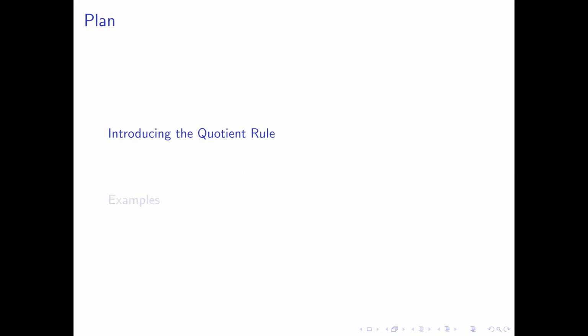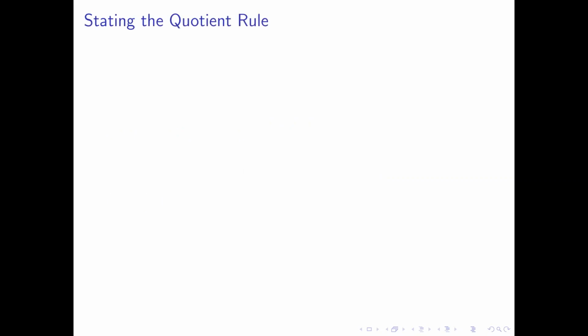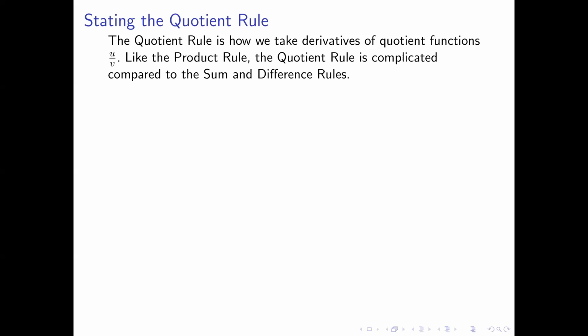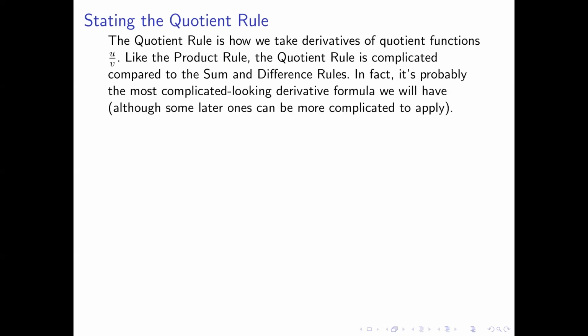Let's introduce the quotient rule. We'll state the rule first. Of course, the quotient rule is to take derivatives of quotient functions. So you can think of a quotient function as one that can be expressed in the form u over v, where u and v are functions. And just like the product rule, the quotient rule is a little more complicated, especially if you compare it to something like the sum rule or the difference rule.